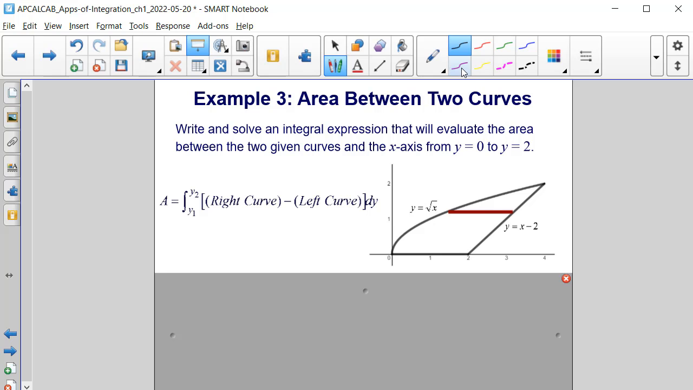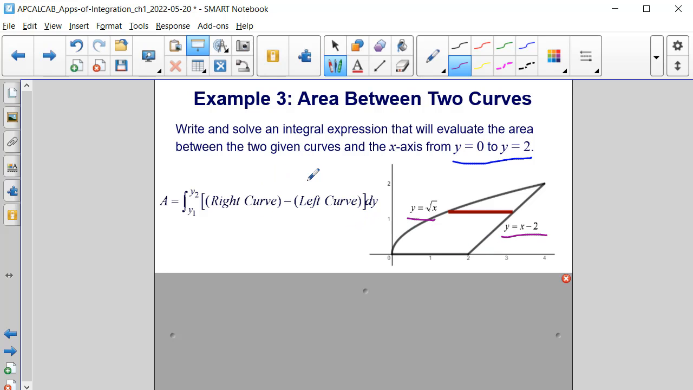The first thing that we should notice is that we are told in this problem that we are integrating from y equals 0 to y equals 2. Therefore, we're going to have to set up the integral for the area to be the integral from y1 to y2 of the right curve minus the left curve dy. Well, so far we have these two equations and they are solved for y.